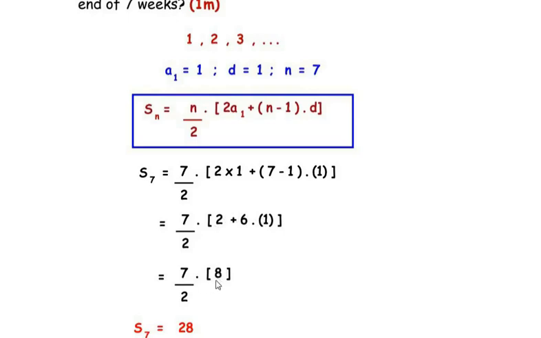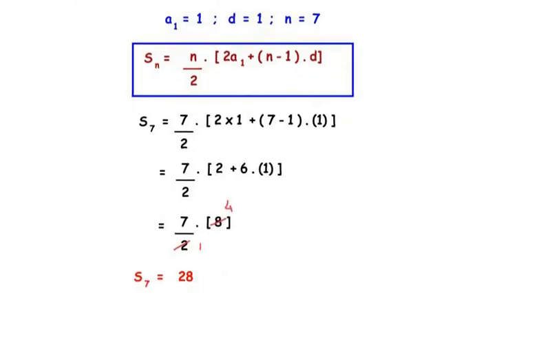Now here 2 divides 8, that is 2 1s are 2 and 2 4s are 8, giving us the total number of coins added to the piggy bank by the end of 7 weeks as 7 times 4, that is 28 coins. So this is going to be our answer. Now let us move on to the next question.